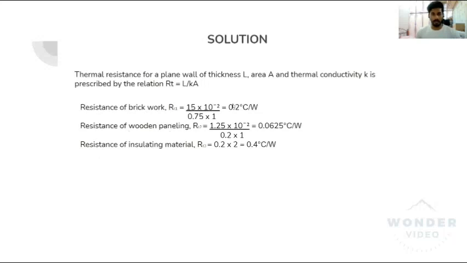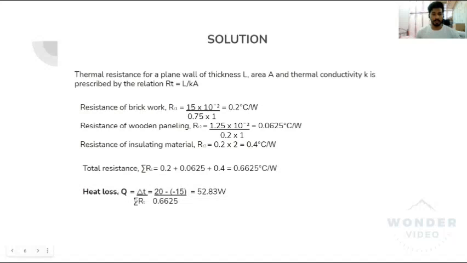For the brickwork, 0.2, for the wooden paneling we get 0.0625, and for the insulating material we get 0.4. For the total resistance we add all of these and we get 0.6625 degrees per watt.